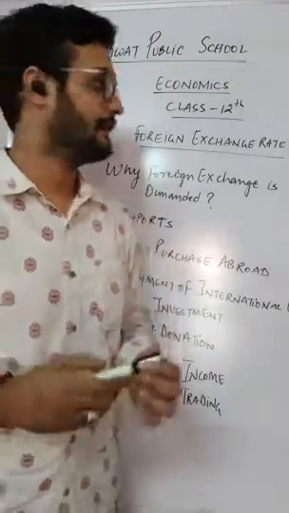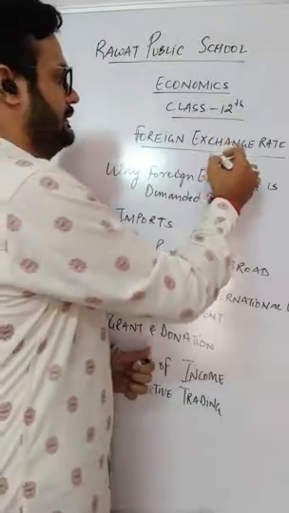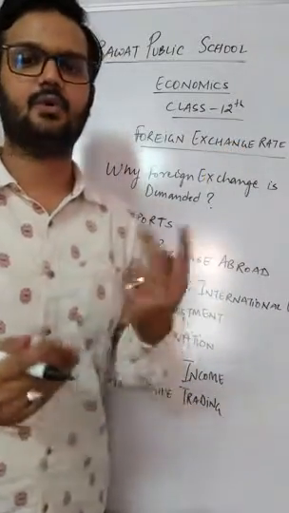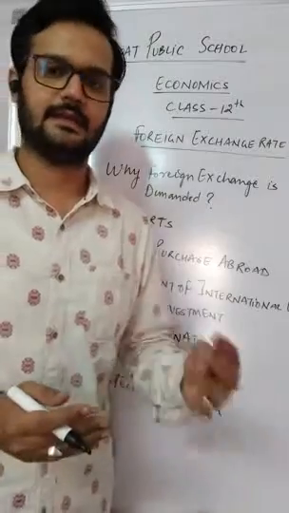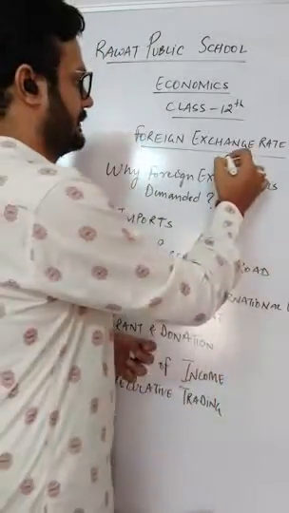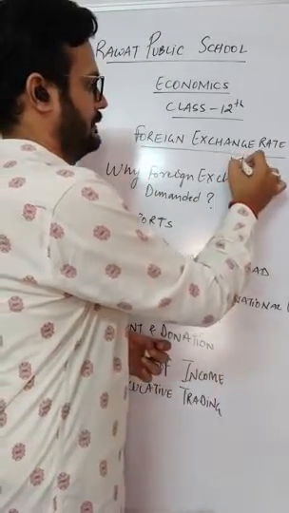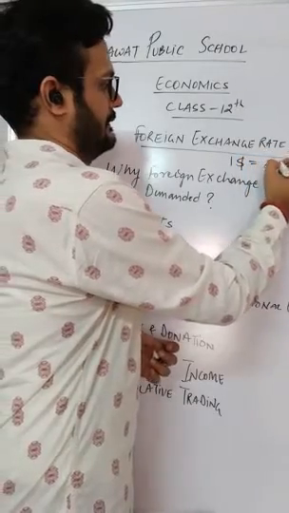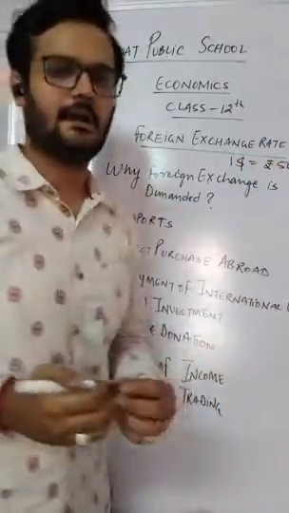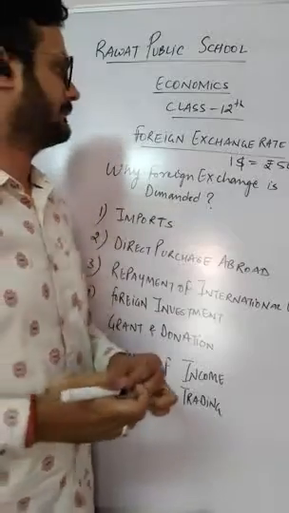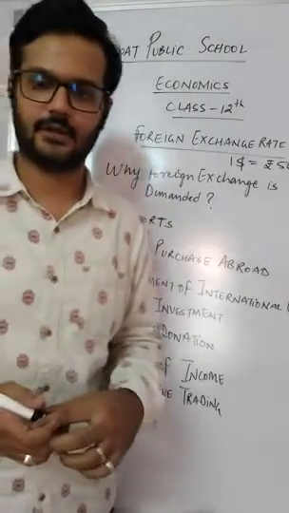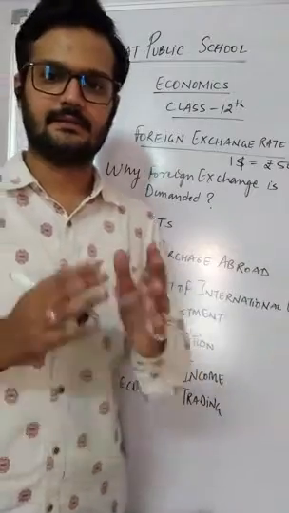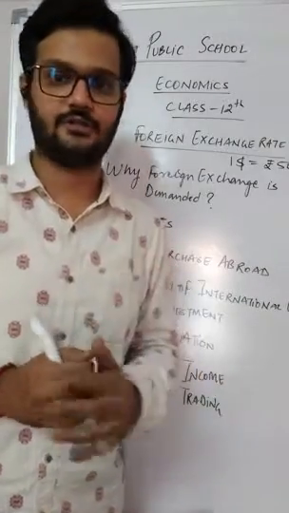For example, let's say we have two currencies of two different countries. One is Indian rupee and the other is US dollar. So I have written a rate: $1 is equal to 50 rupees. That is what I have written. This is an example of foreign exchange rate.